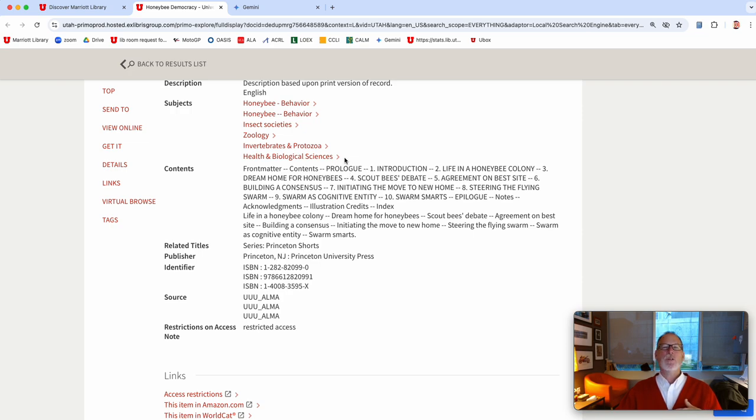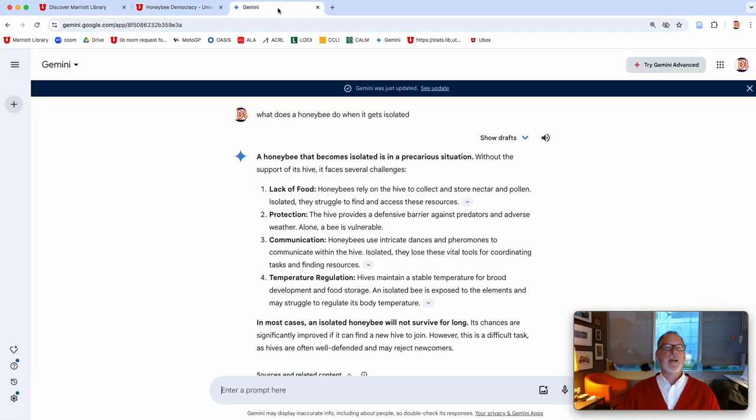So I went to Google Gemini, that AI, and I asked, what does a honeybee do when it gets isolated? And apparently the answer is it dies, because it relies on the hive for food, protection, temperature regulation, and communication. So if a bee gets lost, it's over. So that might answer that question.